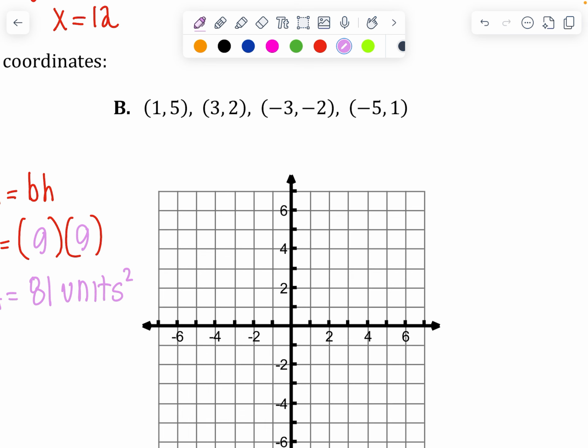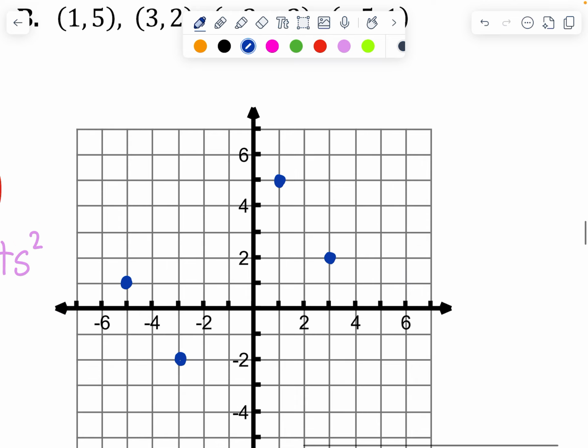So we have 1, 5, 3, 2, -3, -2, and -5, +1. So if you look at this right now, since we have the ability to make straight lines, it's pretty easy to tell that this is a rectangle.